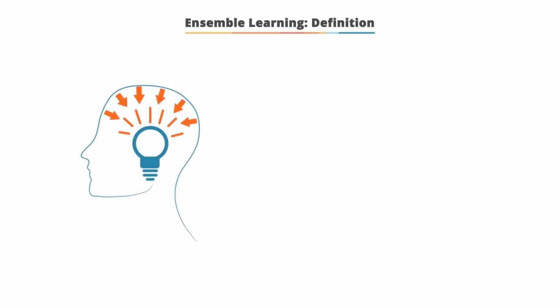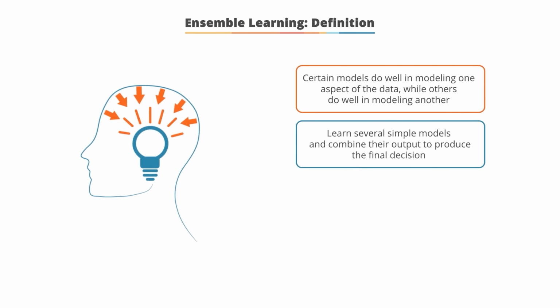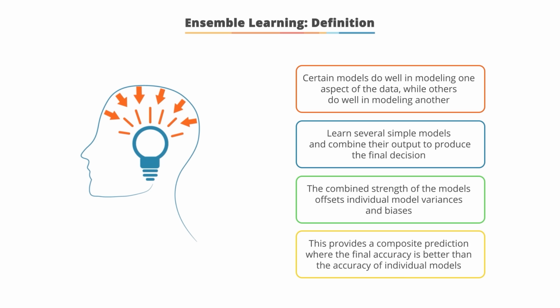Let's understand the ideology behind ensemble learning. As you have seen before, certain models do well in modeling one aspect of the data, while others do well in modeling another. Instead of learning a single complex model, learn several simple models and combine their output to produce the final decision. In ensemble learning, the combined strength of the models offsets individual model variances and biases. Ensemble learning will provide a composite prediction where the final accuracy is better than the accuracy of individual models.